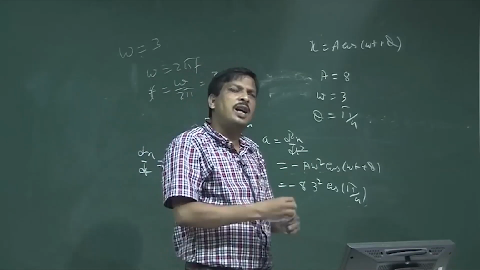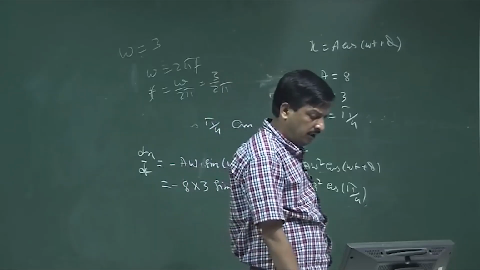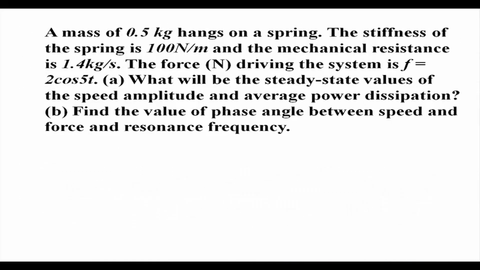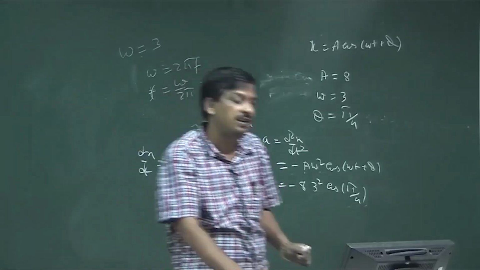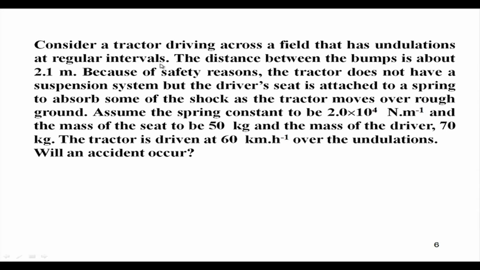So, that way I can find out any parameter for that. Now, let us consider a problem which is a little bit complex. Just read the problem from the slides. See the slide first. Consider a tractor driving across a field that has an undulation at regular interval. The distance between the bumps is about 2.1 meter.